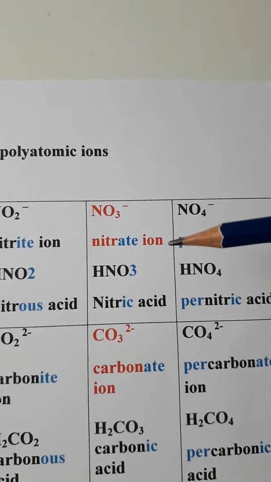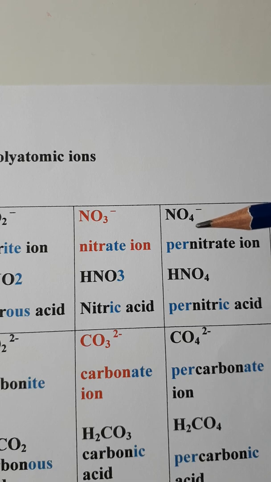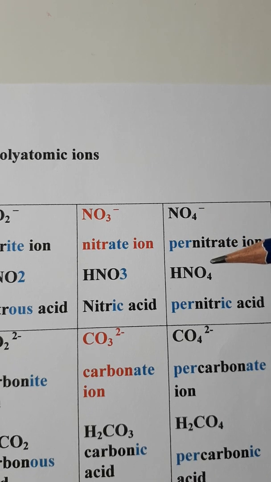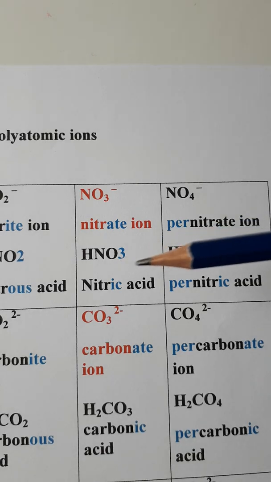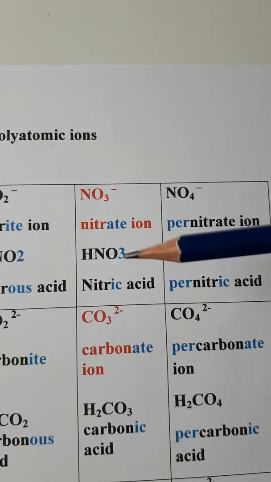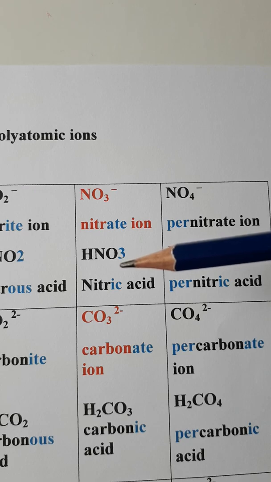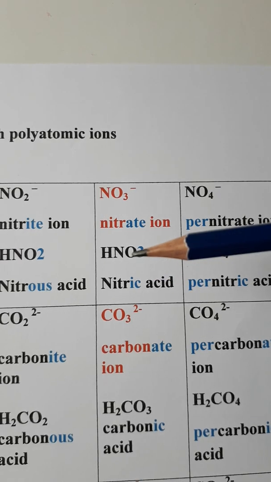And your corresponding other ion to the right is pernitrate ion. So the name is pernitric acid. See, one more oxygen here. 3 become 4. This should have gone down as a subscript. There's a mistake, sorry about that.